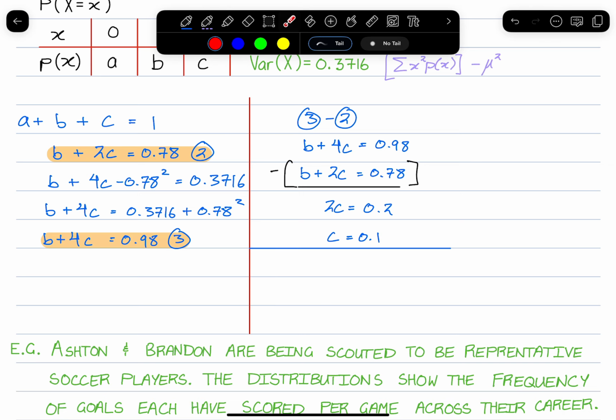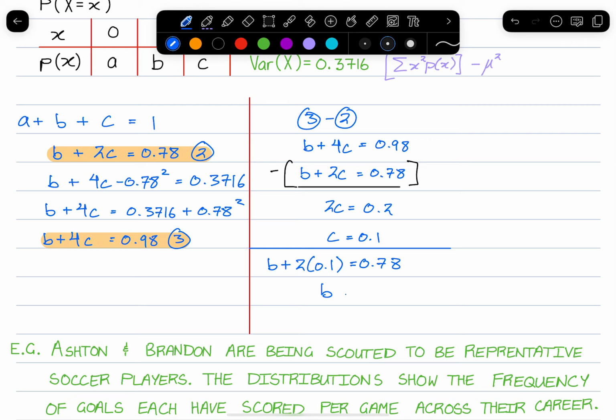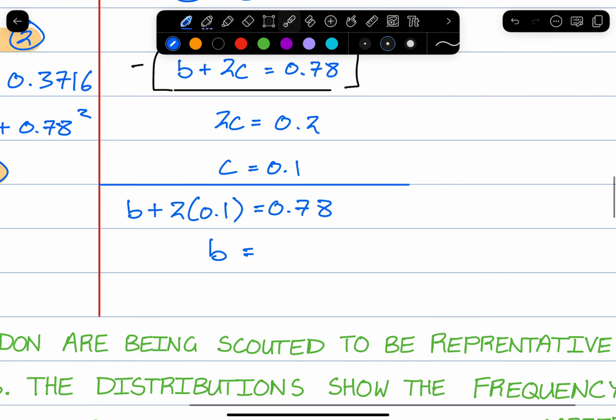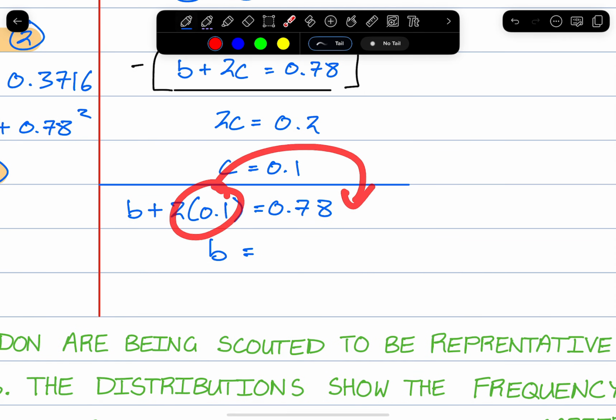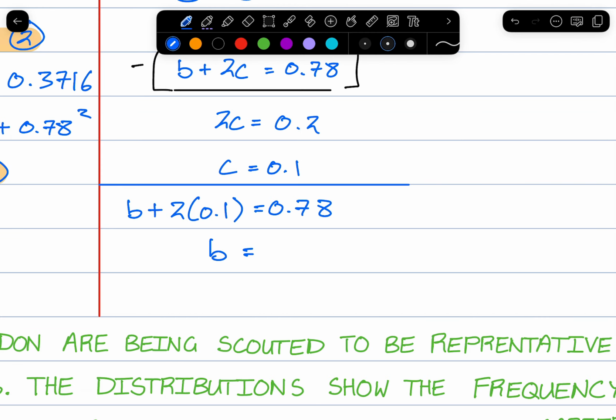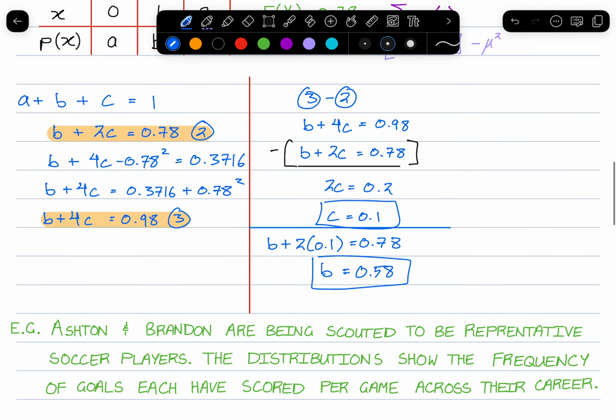We can now substitute this into equation 2. This gives me B plus 2 times 0.1 equals 0.78. B is equal to, subtracting this, 0.78 minus 0.2 is 0.58. And now that we have these two, we can finalize our problem.